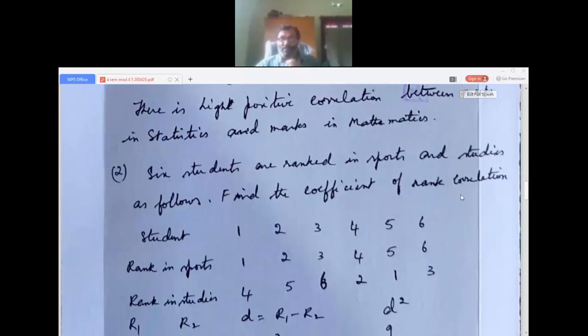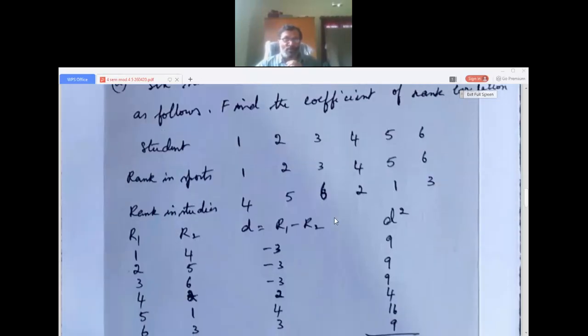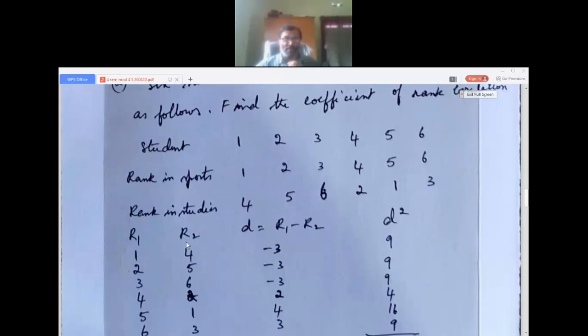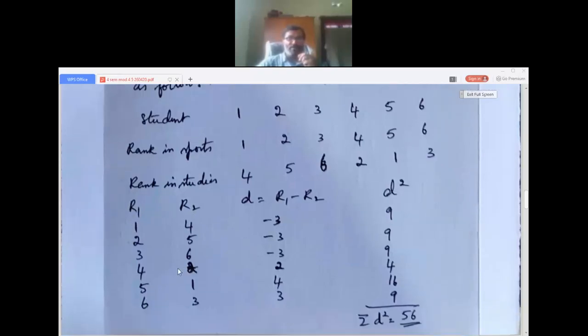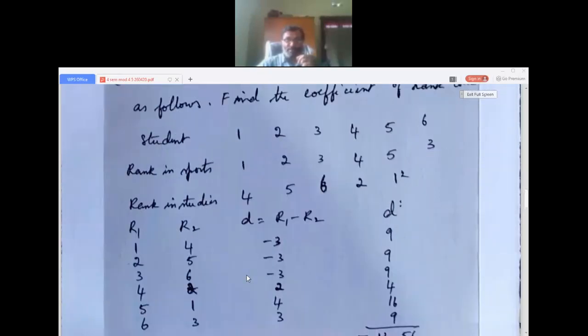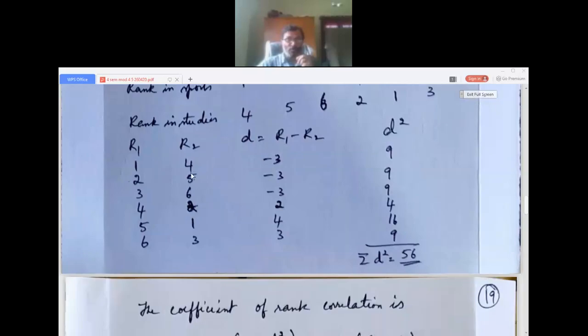So what do we do first? Directly rank is given, so no need of X and Y, directly rank in rank. So we write R1 and R2. First we write R1 because rank is given directly in the problem. There is no question of finding rank here. So rank in sports, R1, is 1, 2, 3, 4, 5, 6, and rank in studies, R2, is 4, 5, 6, 2, 1, 3.